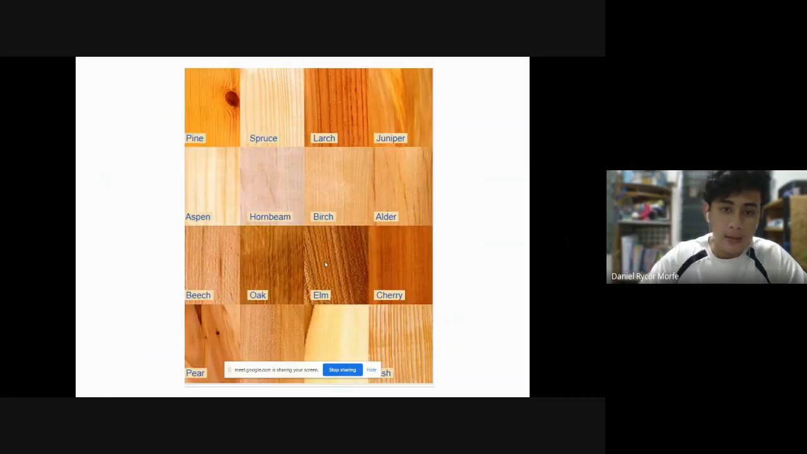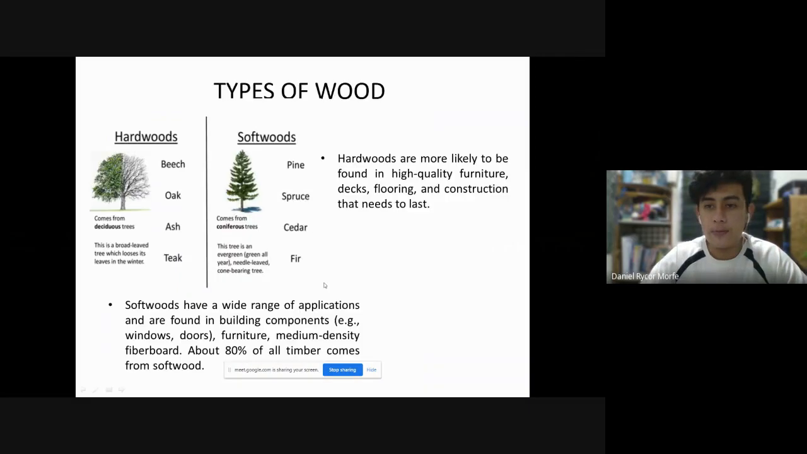Next, these are the types of wood that are in the market today. There are two types of wood. First are hardwoods. They are woods that come from deciduous trees. Their leaves fall in winter and fall. Softwoods, on the other hand, come from coniferous trees. They are evergreen all year. Samples of these are pine, spruce, cedar, and fir, while the hardwoods are beech, oak, ash, and teak.